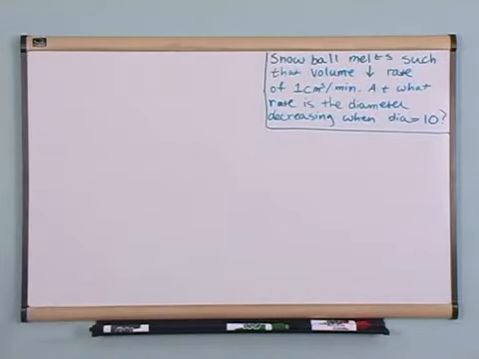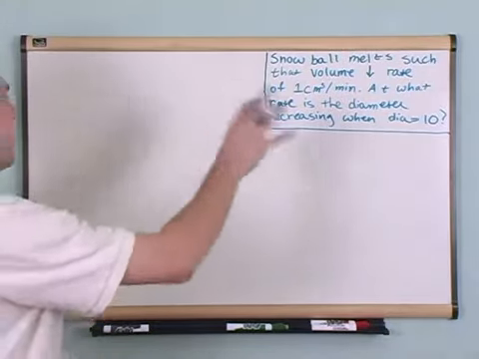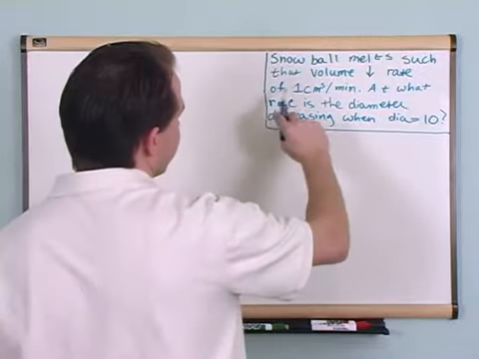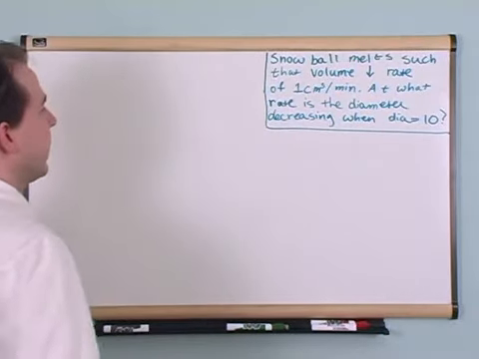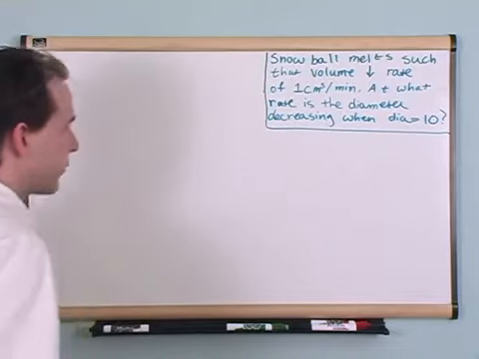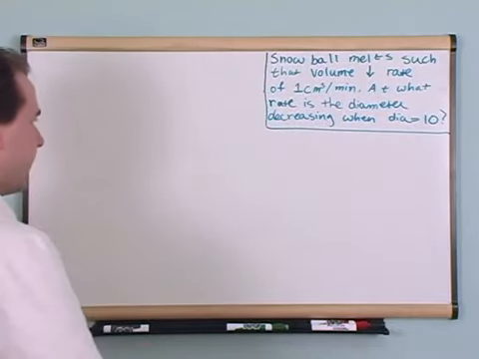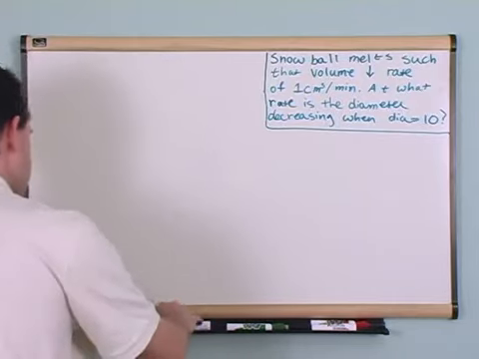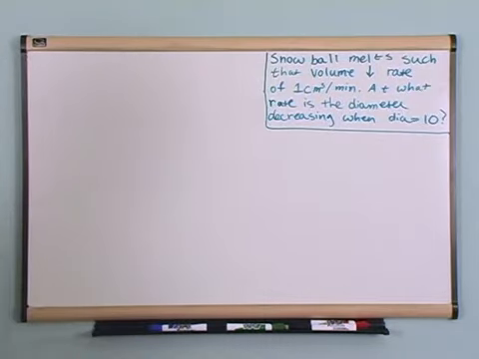I'm going to write a problem down over here, and we're going to talk about it for a minute and talk about a strategy, and then we're going to try to solve it. Okay, so here's our first problem. We have a snowball, and our snowball is melting. As it melts, it gets smaller and smaller, and it tells us that the volume of the snowball decreases at a rate of 1 cubic centimeter per minute. And it's asking us, at what rate is the diameter decreasing when the diameter is equal to 10 centimeters?